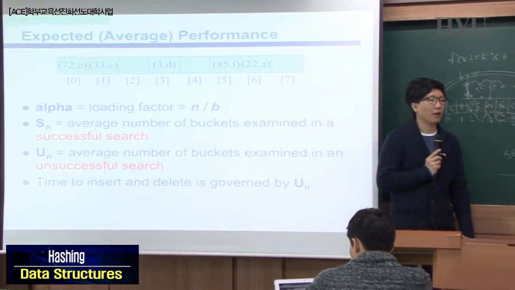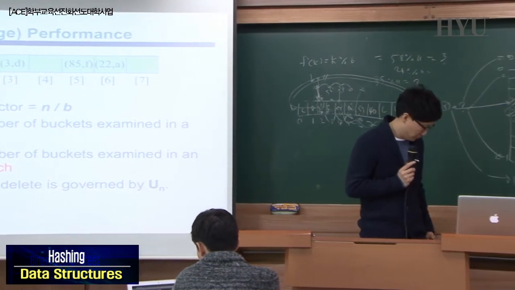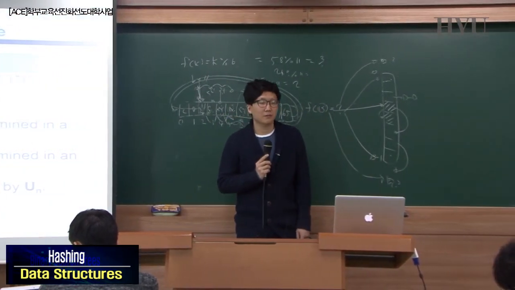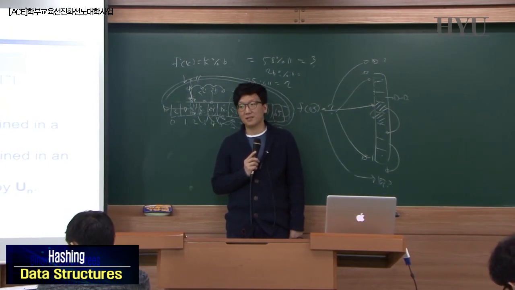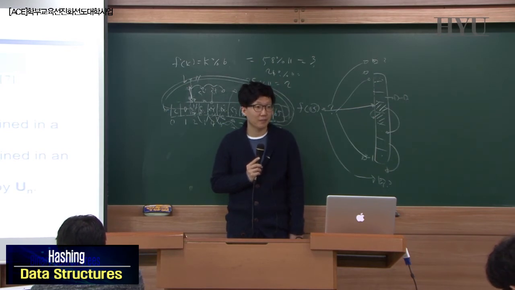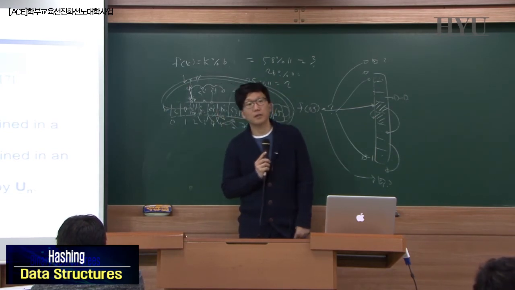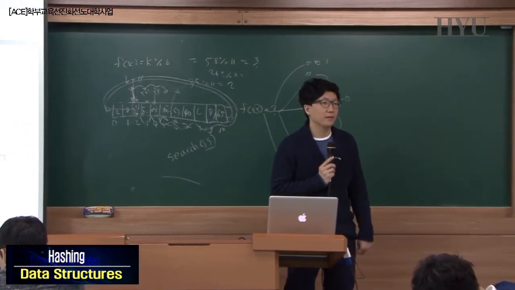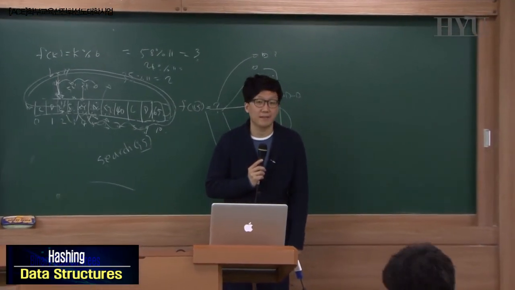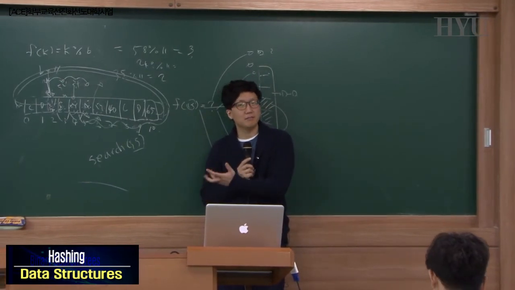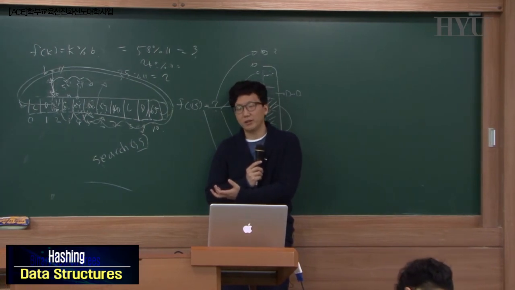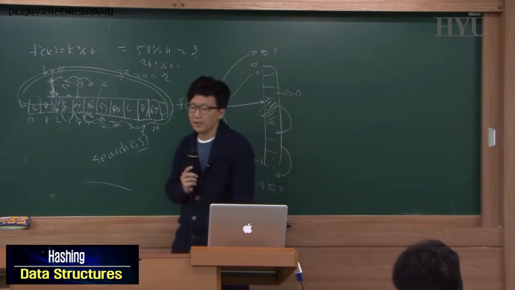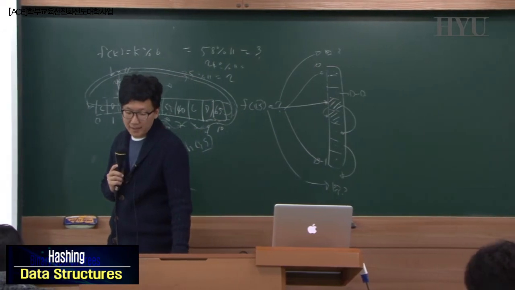Why do they call it a loading factor? It's obvious. I only have B spots. There are n elements. If there are more elements than buckets, then the alpha ratio is more than 100%. But we try to keep the alpha value between 0 and 1 as a ratio, like 0 to 100%. This gives us a brief, very short indicator of whether your list can handle all the elements. It's a rough indication.